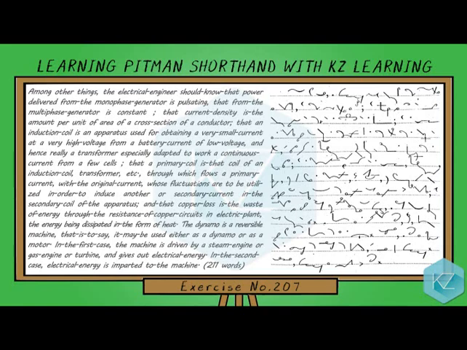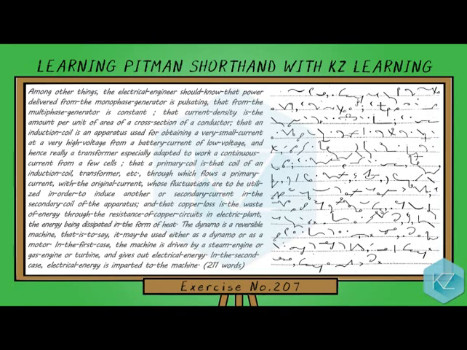that a primary coil is that coil of an induction coil, transformer, etc., through which flows a primary current, with the original current, whose fluctuations are to be utilized in order to induce another or secondary current in the secondary coil of the apparatus, and that copper loss is the waste of energy through the resistance of copper circuits in electric plant, the energy being dissipated in the form of heat.